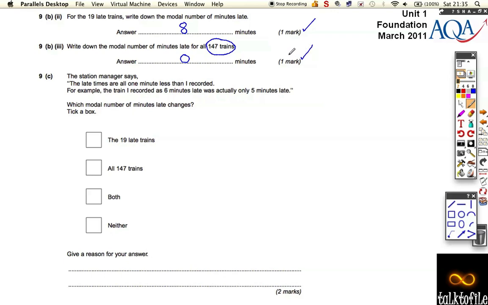For part C, the station manager says that the late times are all 1 minute less than I recorded. For example, the train I recorded 6 minutes late was actually only 5 minutes late. Which modal number of minutes late changes? Just the 19 trains which were late, or the 147 trains, both or neither? So we're asking what happens if all these numbers went down by one.